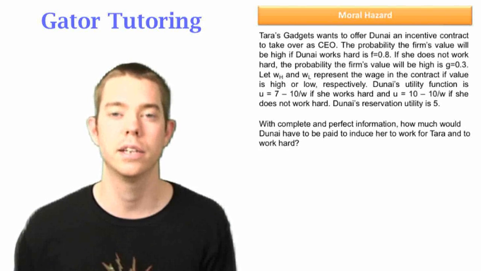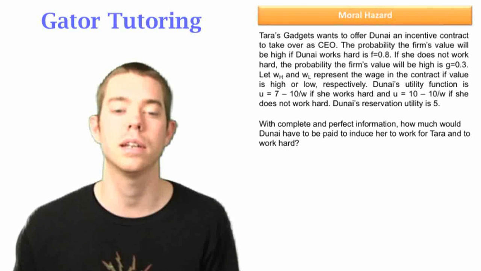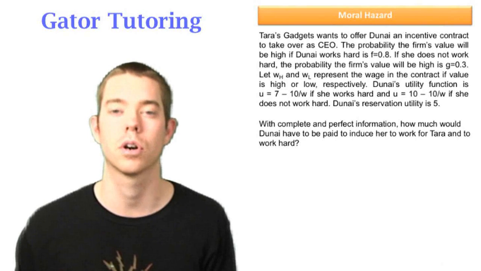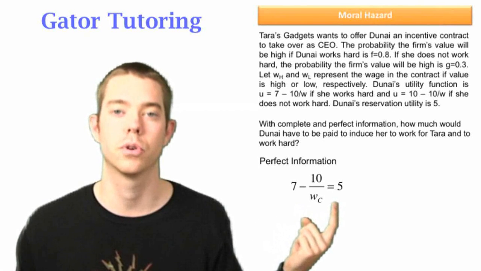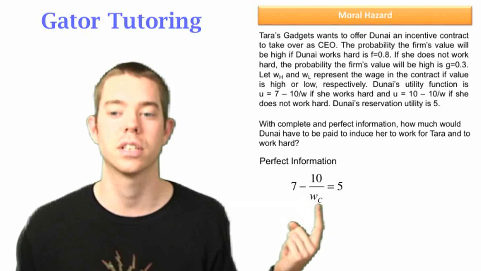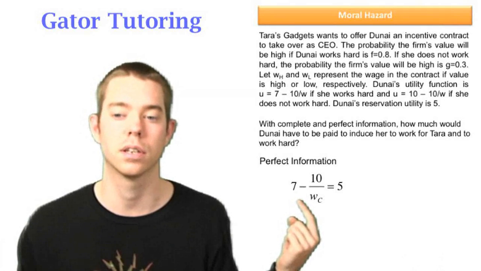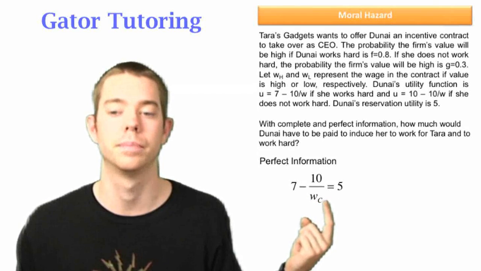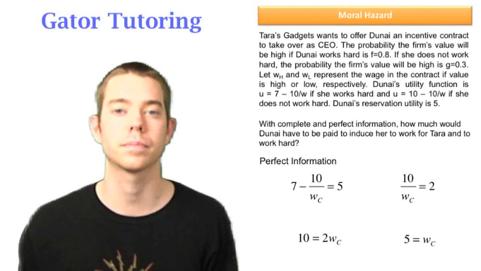They didn't give us a wage. We just have the utility that makes our life easier. The question says, with complete and perfect information, how much would Dunai have to be paid to induce her to work for Tara and to work hard? So we know with perfect information, we're going to set this up as her utility if she works hard is going to be equal to her other job. And again, this time, this is her utility function if she's worked hard. The 7 accounts for that disutility of hard effort, we can assume. We're going to pay her the wage with certainty, and we're going to set it equal to her reservation utility. And now from here, we're just going to solve for WC, which we find to be 5 in this case.